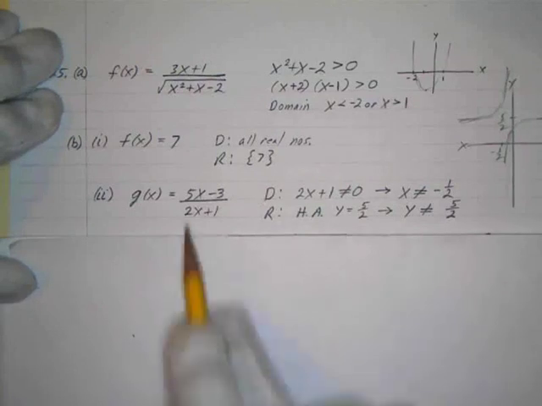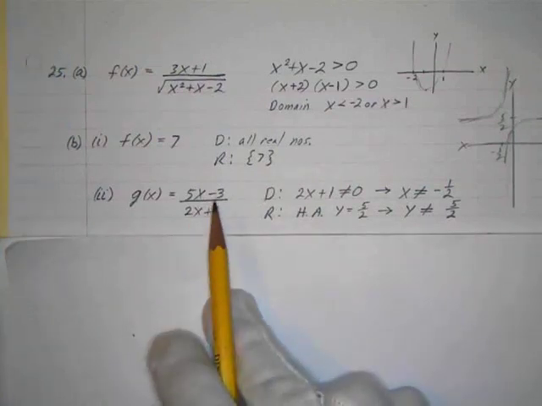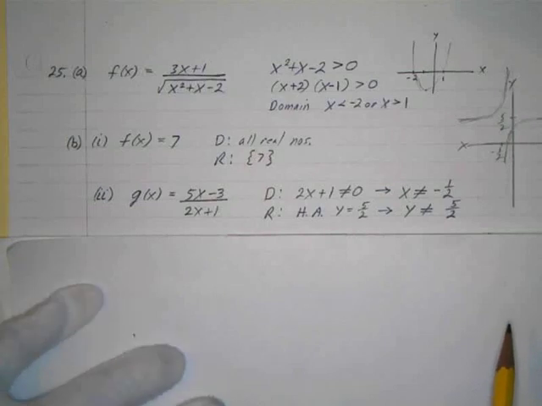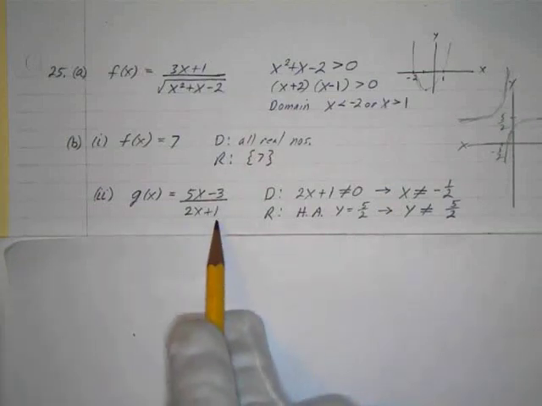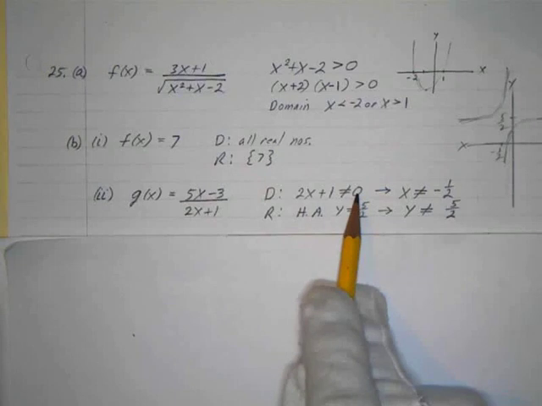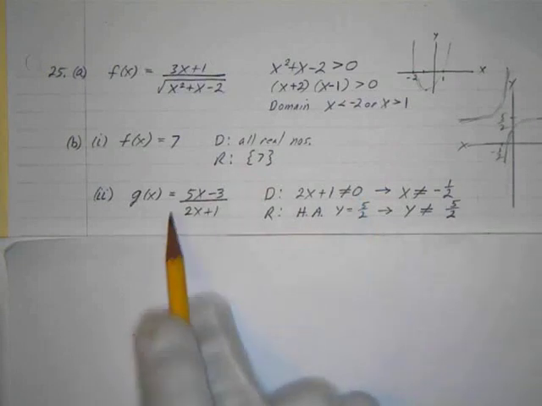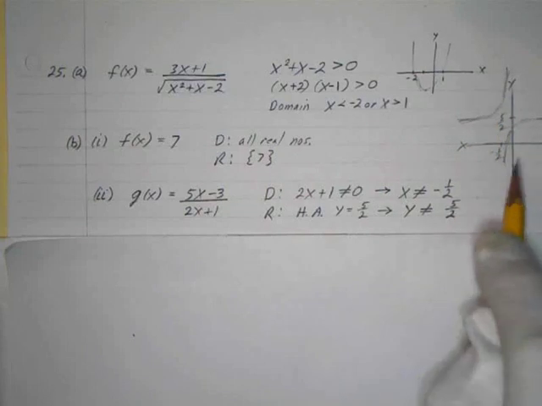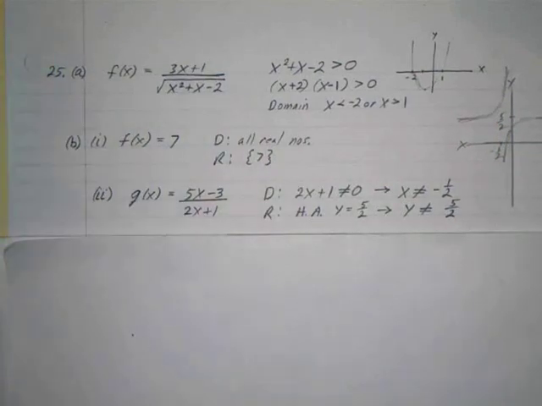Now the second part, we have this rational expression. Now remember, rational expressions, you have to always check for asymptotes. And if we look at the bottom, 2x plus 1, 2x plus 1 can't be 0. And that's going to give us a vertical asymptote, so I solve that. X cannot be -1/2. And that's what we have, a vertical asymptote. I kind of sketched it over here so you can see it.